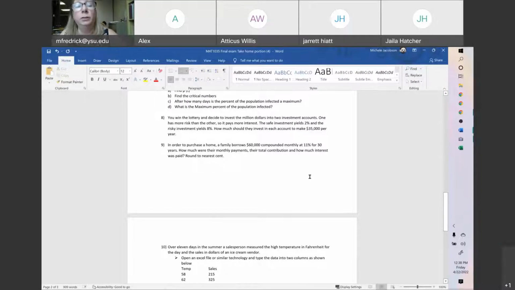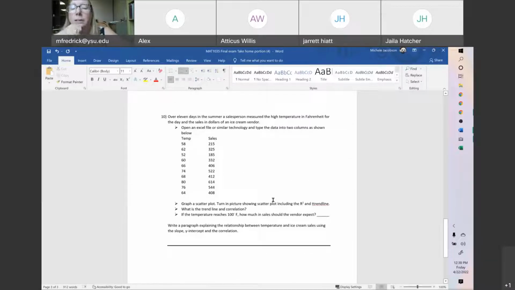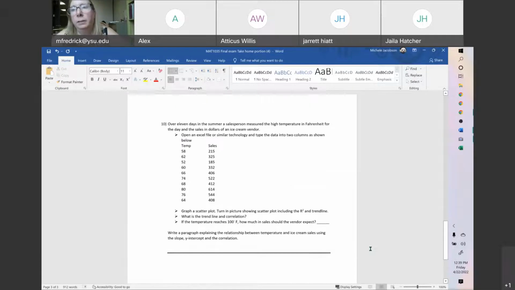This one, you can use your calculator in the finance, yeah, you would want to use your finance for the calculator. That way you can find the payments, and then we can do one like that. And the last one is the scatter plot with the trend line. So that's the take-home portion.